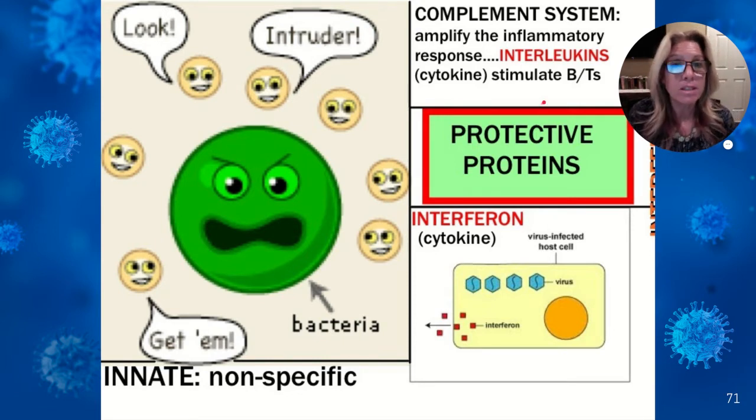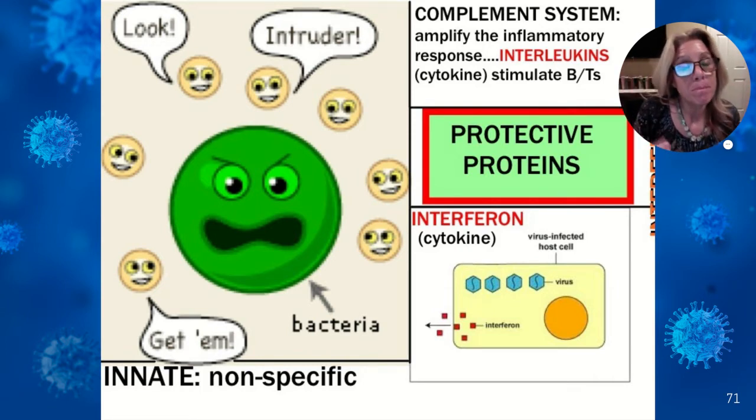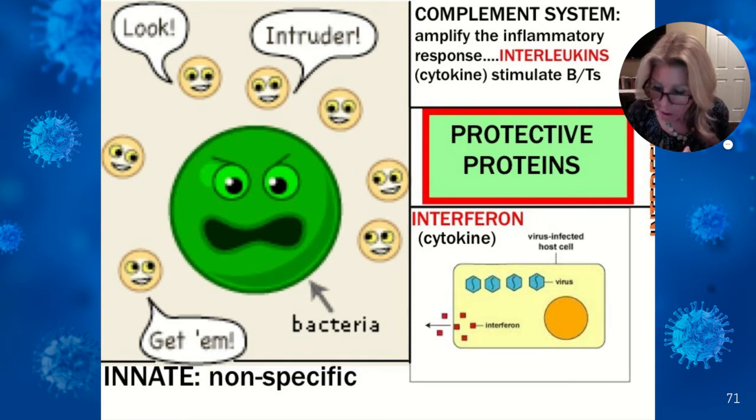There is another message, interleukins. This is another cytokine, and this amps up the inflammatory response, the swelling, right? And this will stimulate B and T cells. So interleukins are released by immune cells to stimulate other immune cells. So a monocyte could release that when it pulls the alarm.